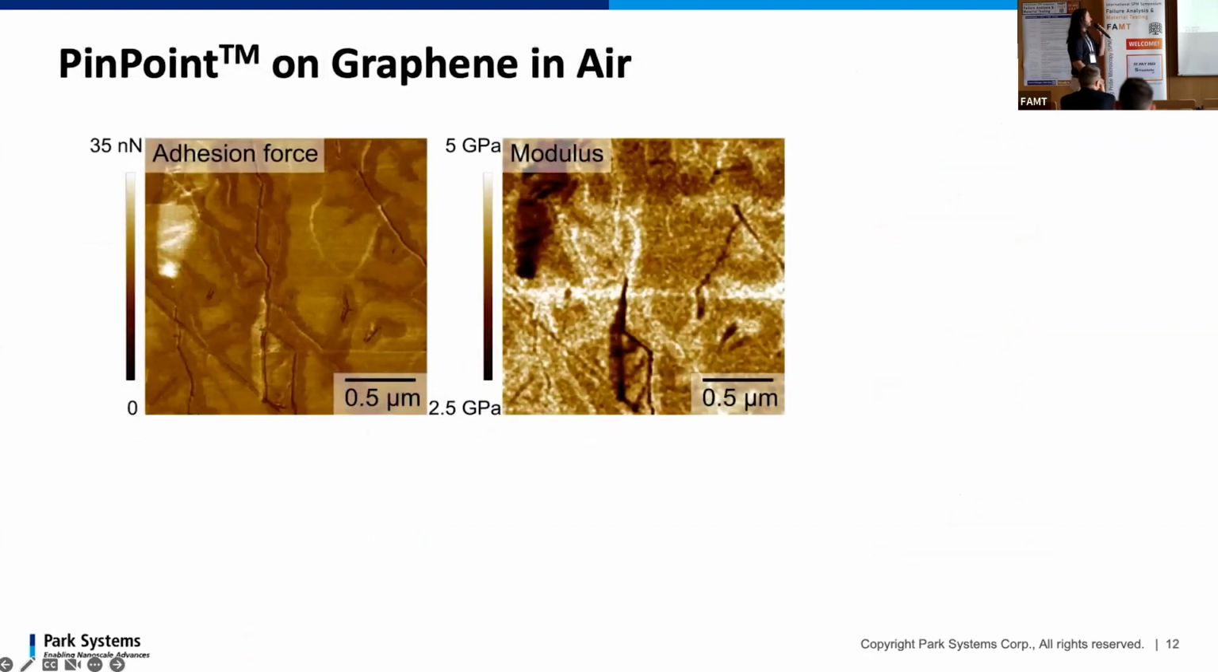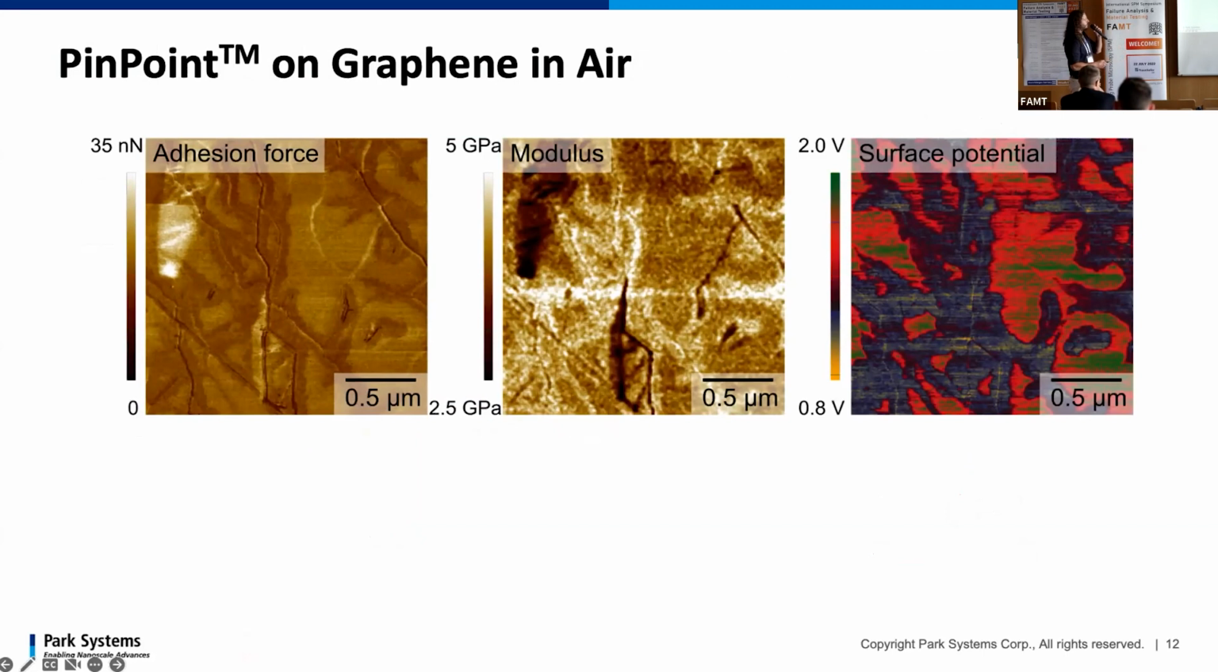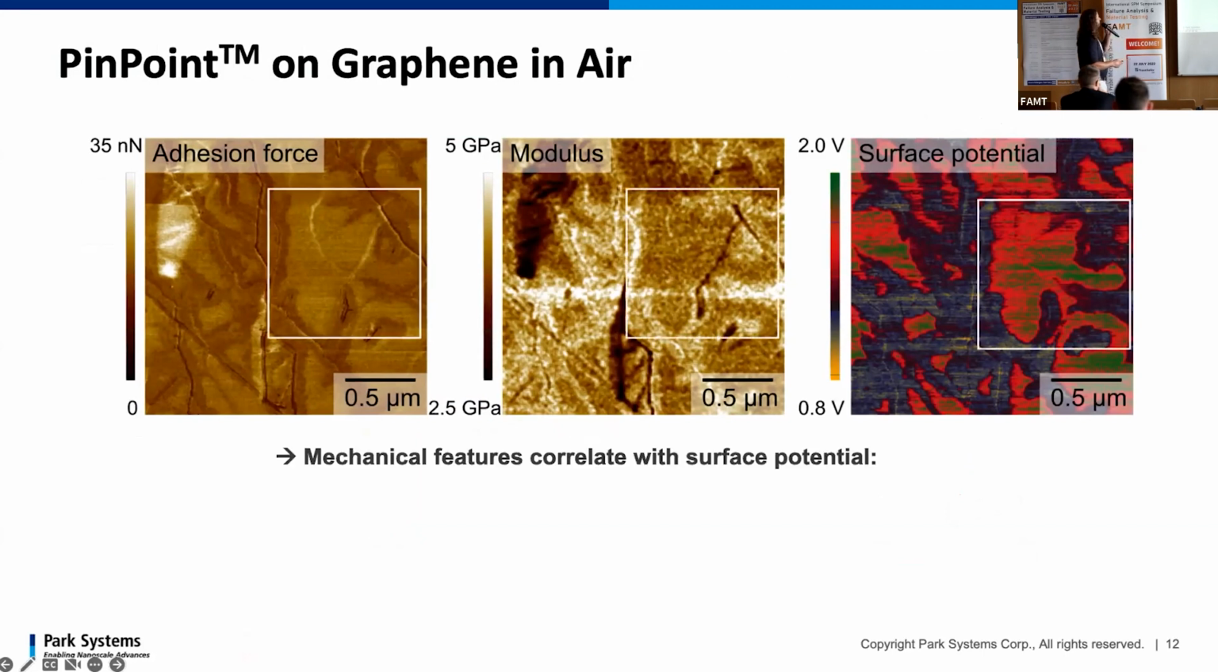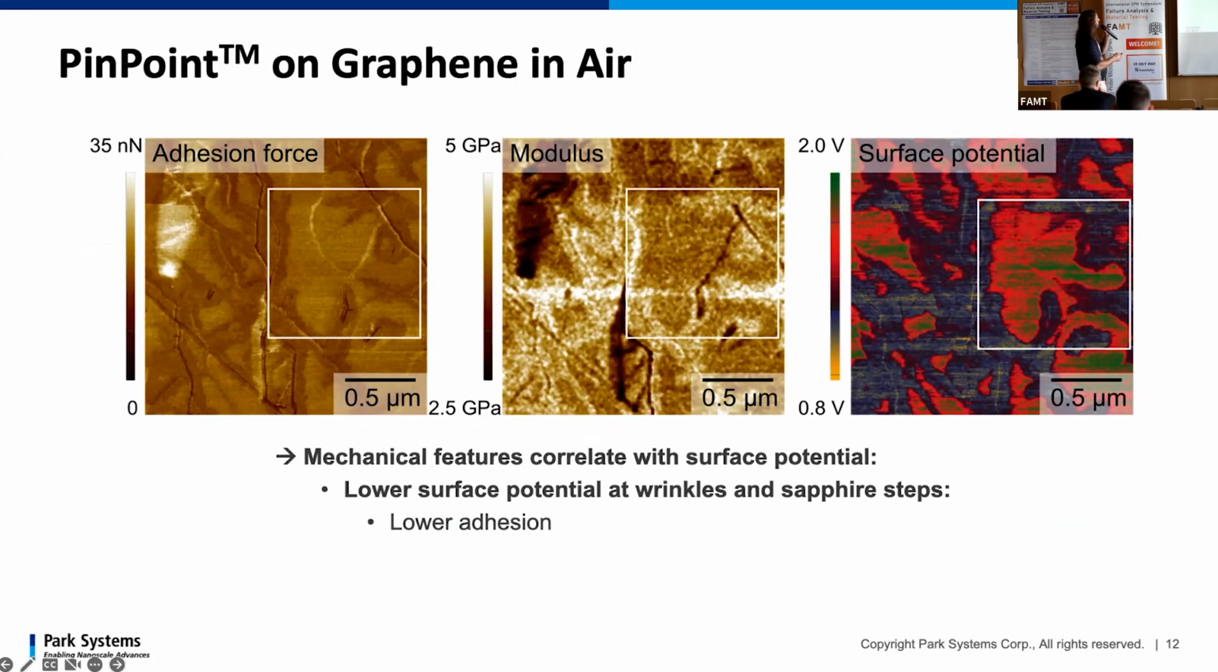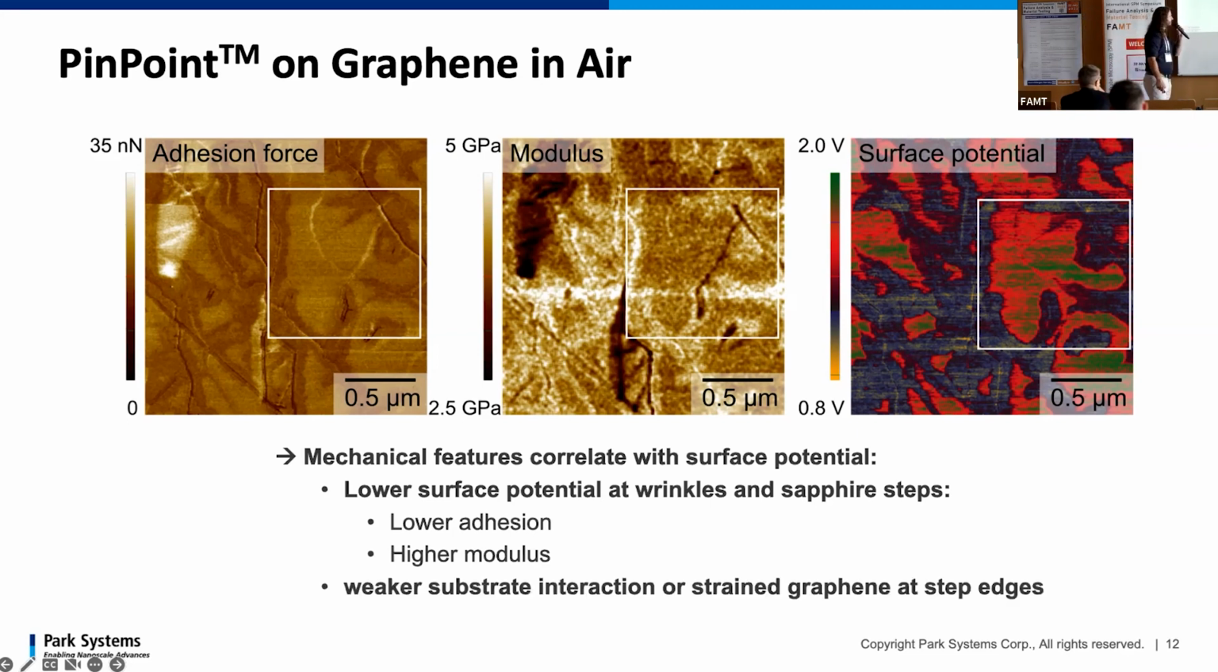And we did exactly that on these graphene films in air, comparing the adhesion force with the modulus, comparing it with the surface potential. And here we found an interesting correlation. We found that mechanical features usually correlate with the potential. So we found a lower surface potential at these wrinkles and steps that coincides with a lower adhesion and a higher Young's modulus. So we are pretty sure that we did have strained graphene and probably a weaker substrate interaction.